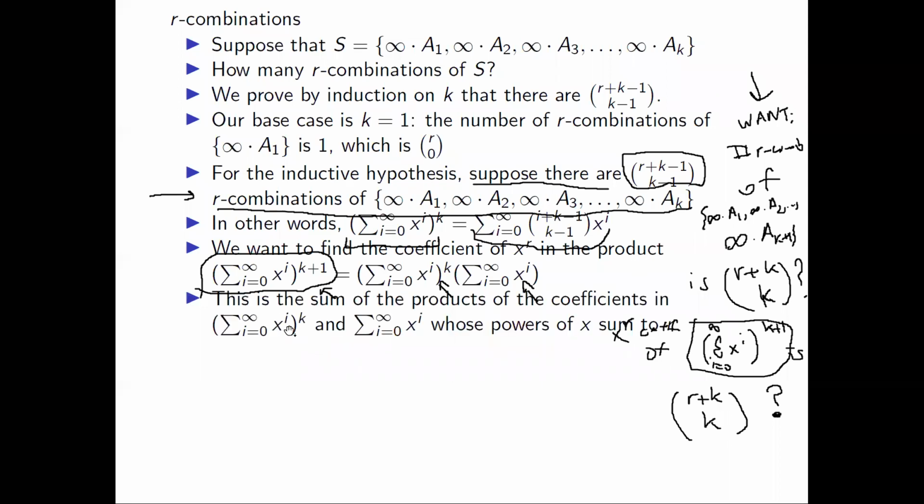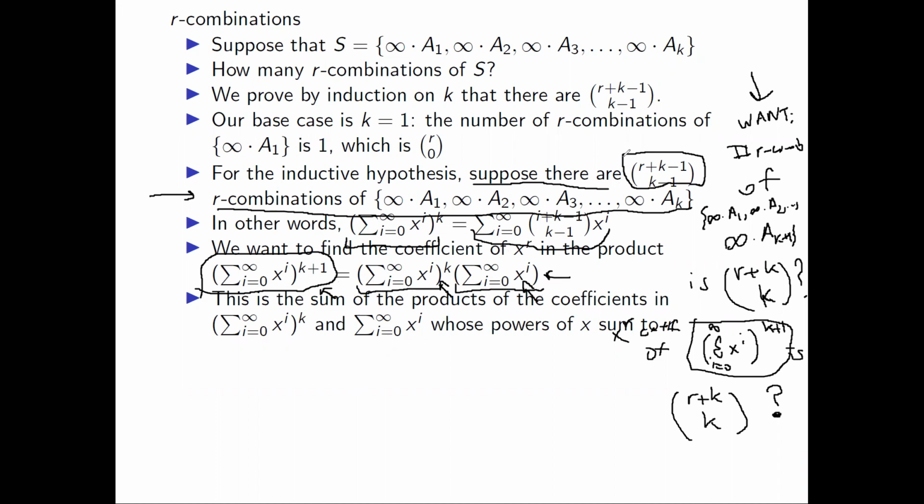And in order to figure out this product, the way I've written it with two terms, I can use a similar method to what I did on the previous slides. I can just take the products of the coefficients in each of these terms. The first term is the kth power of the sum i equals 0 to infinity of x to the i. The second term is just the sum i equals 0 to infinity of x to the i. I just look at the sum of the products of the coefficients whose powers of x sum to r.